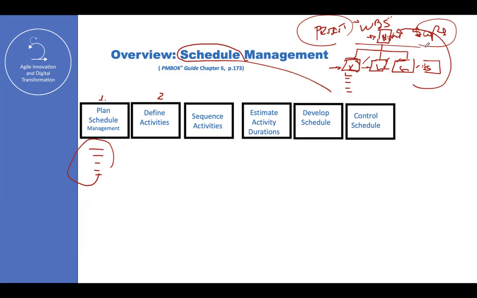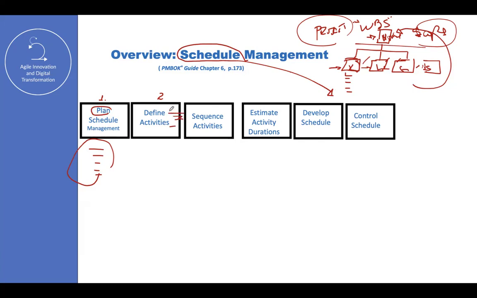This is scope. It's about features and functions and work to be done. And schedule is about the time, completing the project on time. So the first thing is planning, how we're going to manage the processes. Number 2, define the activities, boom, boom, boom, from the WBS.